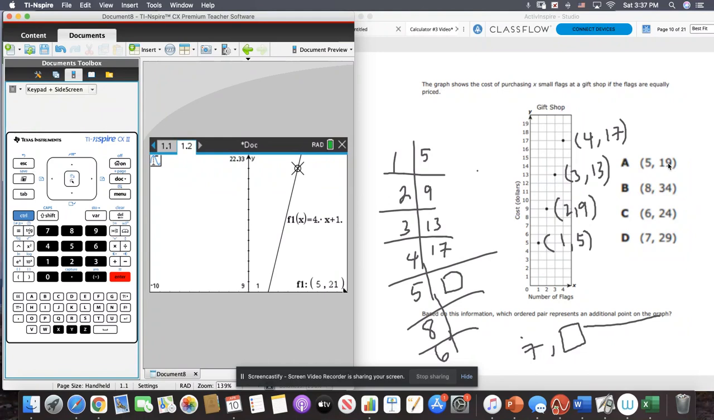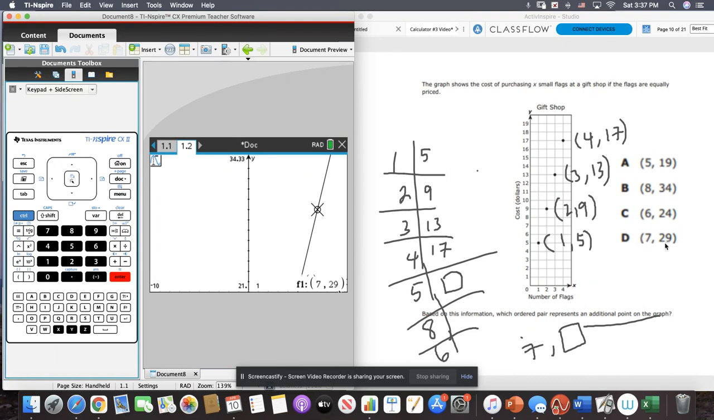So that's out. Then let's see what's happening at 8. 8 outputs 33. 8 does not output 34. 6 outputs 25. 6 outputs 24, not the same. 7 outputs 29. 7 outputs 29. There's your answer.